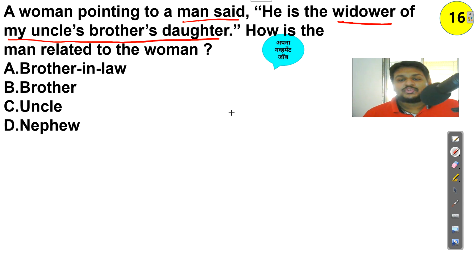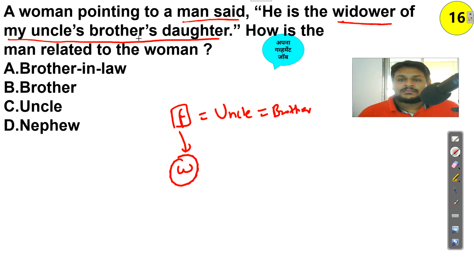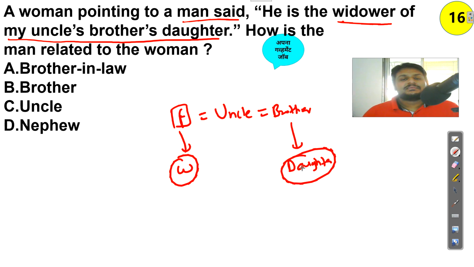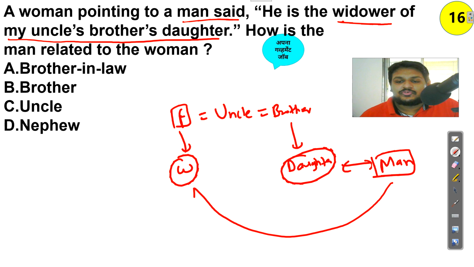First we need to decode this. The woman's uncle: the woman has a father, and the father has a brother, and that brother is the uncle. I will write uncle directly with respect to the woman. The uncle's brother has a daughter. What is given is that he is the widower of my uncle's brother's daughter, which means he was married to the daughter. So here is the man. Now how is the man related to the woman?